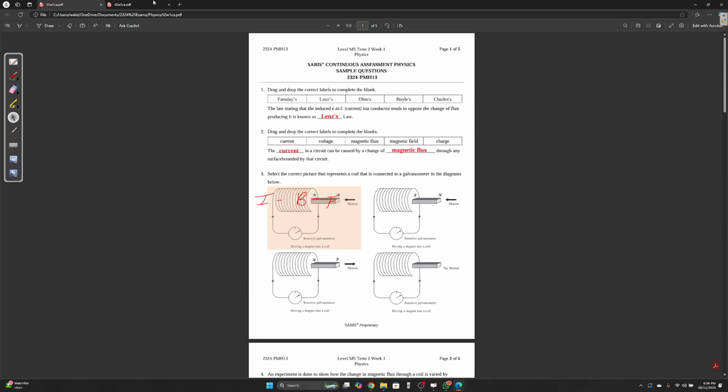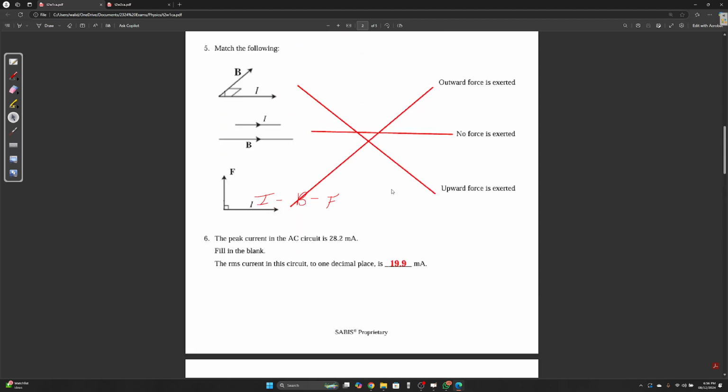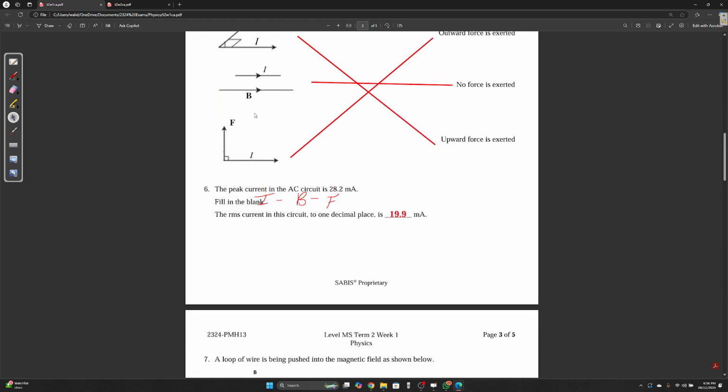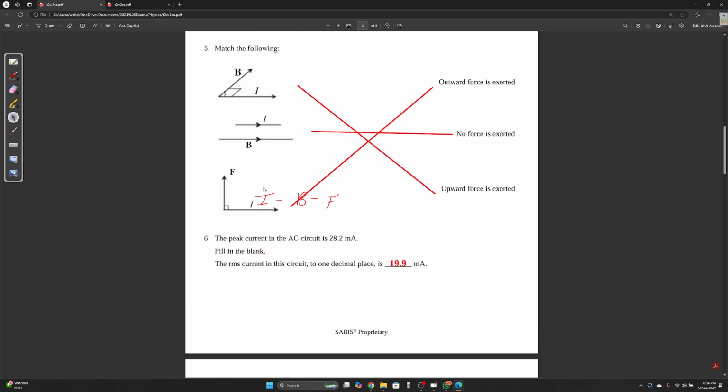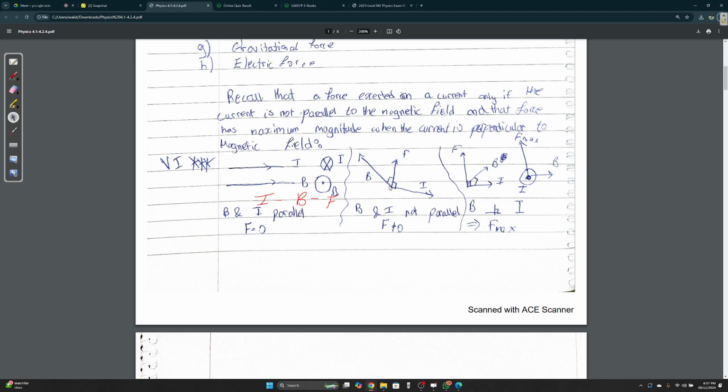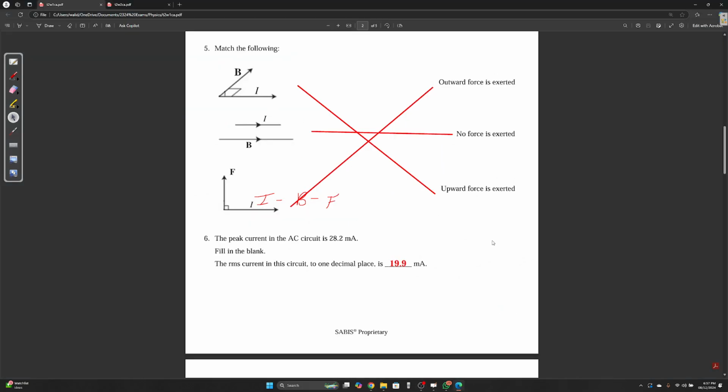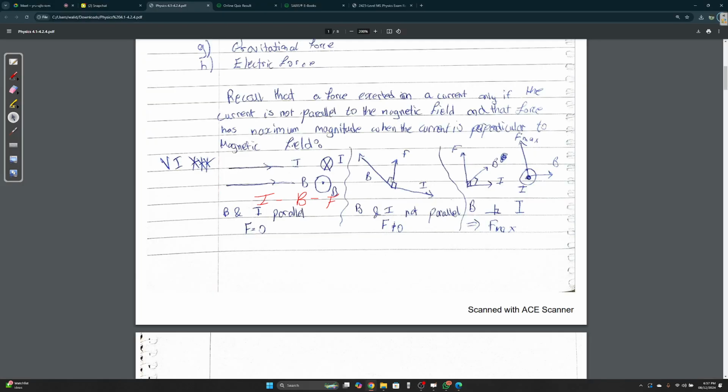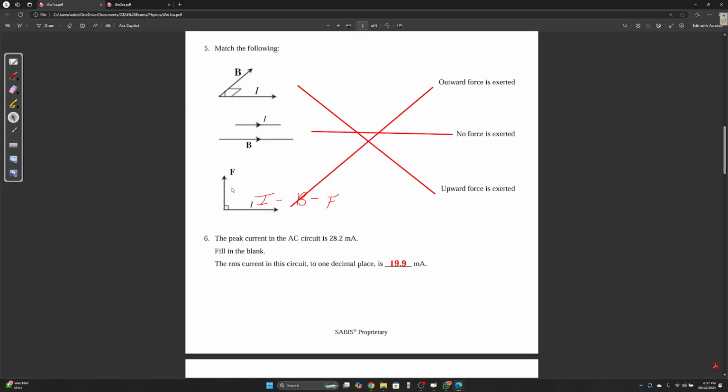For example, these are just some questions from last year, like this one over here. When it's parallel, no force is exerted. When I and B are perpendicular, you have to use the right hand rule to see that the force is actually outward. And then here upward, because when I and B have an angle, F will be upwards, right? Yeah, that's upwards. Okay, so when they have an angle, F will be upwards.